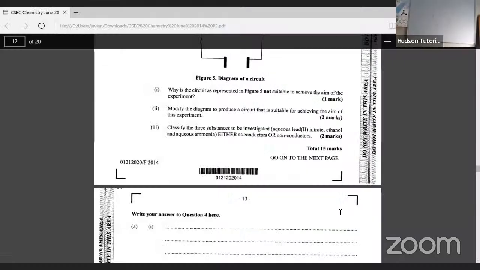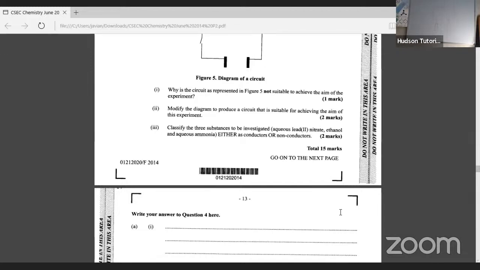All right, last question now. It says classify the 3 substances to investigate, aqueous lead nitrate, ethanol, and ammonia, either as conductors or non-conductors. So firstly, conductors. Ionic compounds are conductors, so that would be lead nitrate. Ammonia is also a conductor, as well. It's a weak conductor. And ethanol is actually a non-conductor. Ethanol cannot conduct electricity. So we should know that.